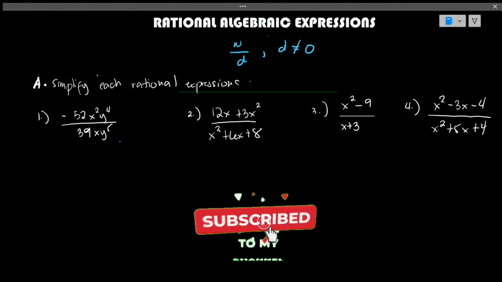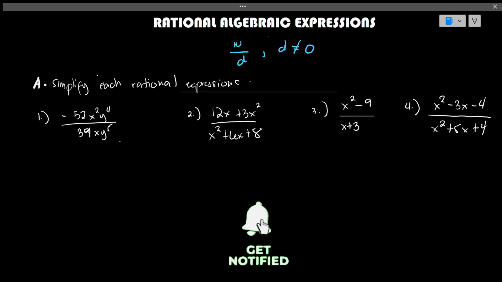Now this time, let's discuss how to simplify rational algebraic expressions. To simplify a rational algebraic expression, the only thing that we need to do here is to remove their common factors. And to do that, we just need to make sure that all of the polynomials there are already written in standard form. Now, I have here four examples of rational algebraic expressions. Let's try to get the simplified form of each of these examples.